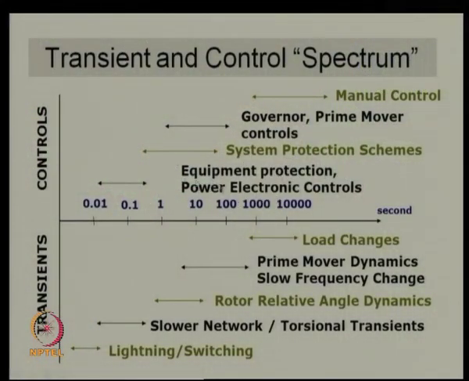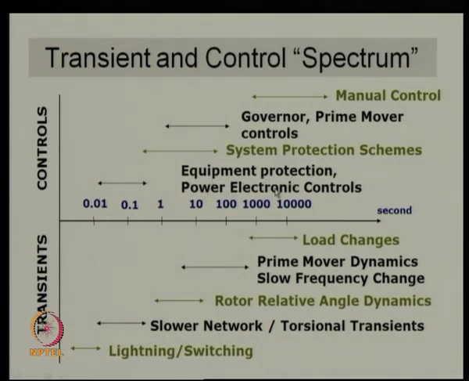Similarly, these are the inherent power elements in the system. There are also elements which we put into the power system. These are usually control systems designed by us. For example, protection systems are a kind of special controls which are put in a power system which isolate faulty equipment. So, the range of equipment protection, the time at which equipment protection acts, is around 1 cycle to around 1 second.